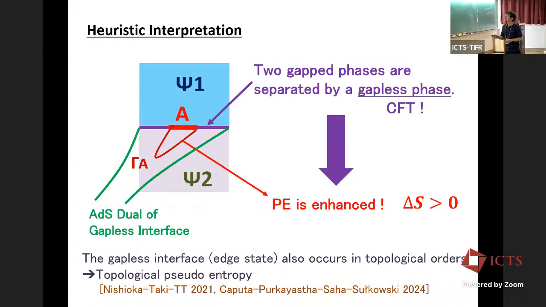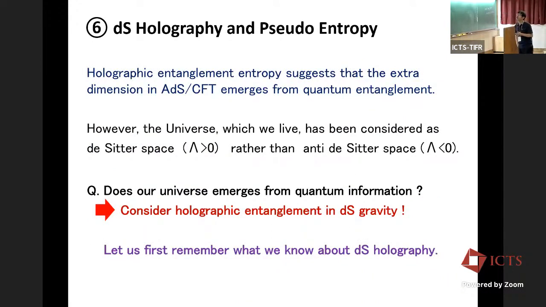Okay, so now let me go on. I'd like to talk about dS holography, an application to dS holography. In AdS/CFT we can talk about minimal surfaces and so on, and they are always real valued. But in de Sitter space this is no longer true. Still, in the AdS/CFT case, holographic entanglement entropy suggests that we might understand the extra dimension as coming from quantum entanglement. So the space-like direction may emerge from quantum entanglement.